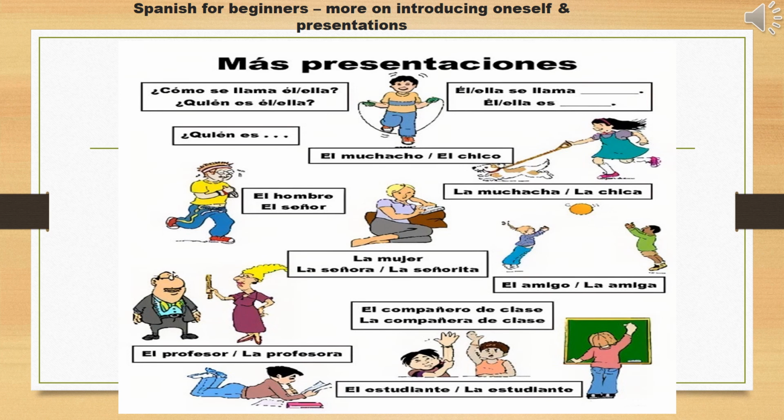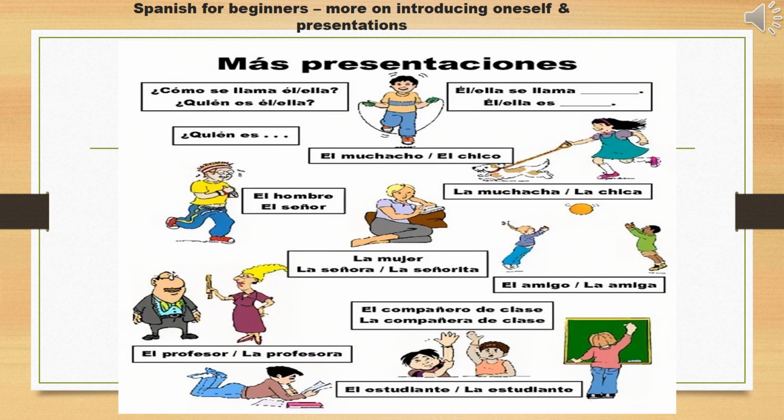So actually, this is when you use that es. The es comes from the verb ser. It can be used to present people, to show people. For example, here, in the first one, just repeat after me. After más presentaciones on your left, there you see ¿cómo se llama él?